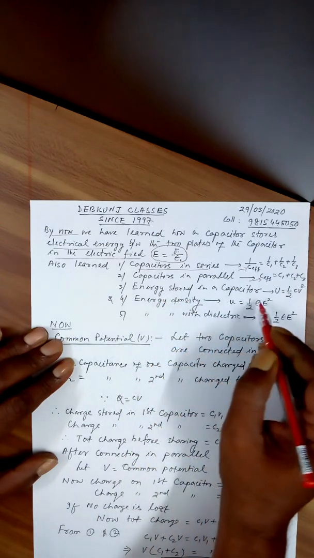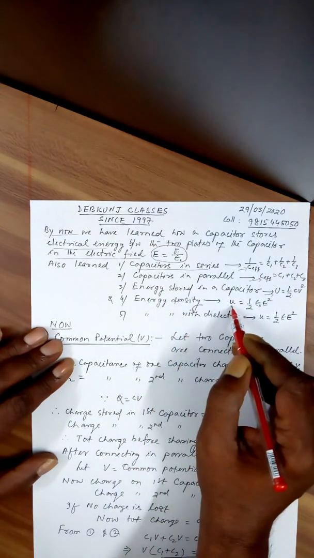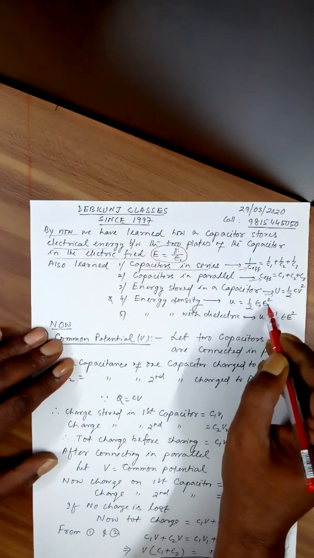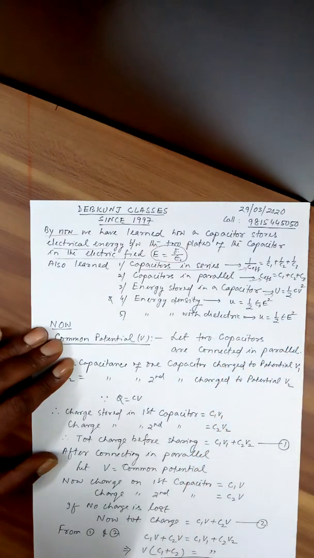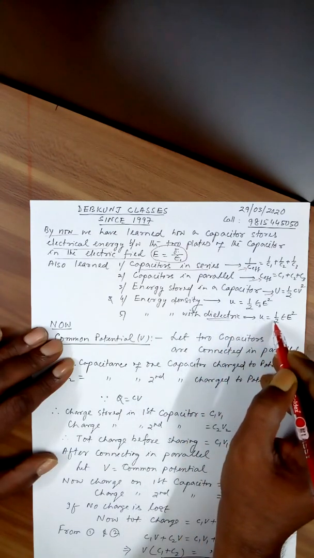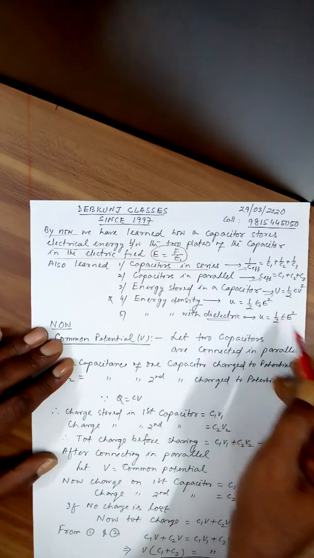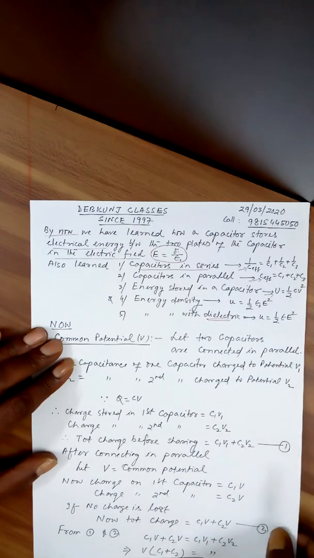Also energy stored in a capacitor, capital U, is half CV square. Energy density, small u, is half epsilon naught E square. And if the capacitor is filled with a dielectric, that is an insulator, then the energy density was half epsilon E square, where epsilon was the permittivity of the dielectric.